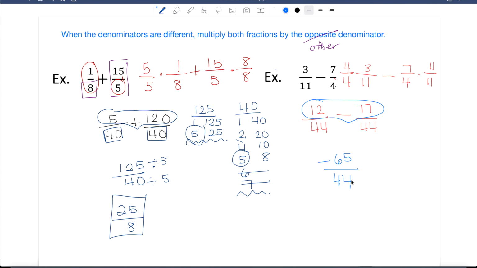And last thing you have to do is just make sure if it can be simplified, that you simplify it. You have to first check to see if they have any numbers in common, and you just divide it out. They don't have anything in common. So there is your answer simplified. I hope it makes sense.